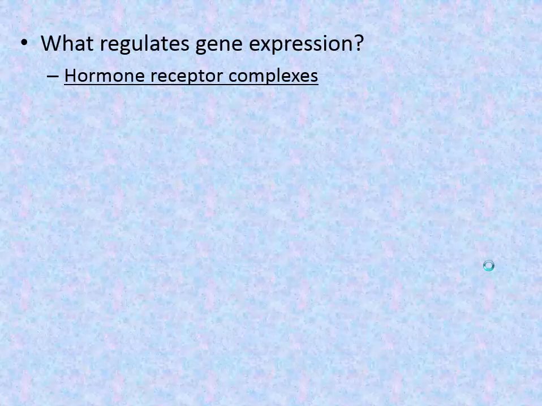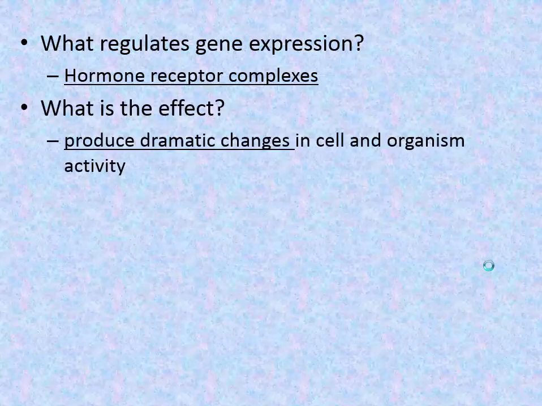So in summation of that, what regulates the gene expression? That's right, the hormone receptor complex. So as soon as that hormone goes through the cell, it attaches to the receptor, bam. Now you've got different DNA that's going to be made, and in turn it's going to be different proteins. So these different proteins will produce dramatic changes in the cell, and if they have dramatic changes in the cell, they're going to have big changes in what the organism does. And the organism we're talking about would be your body.